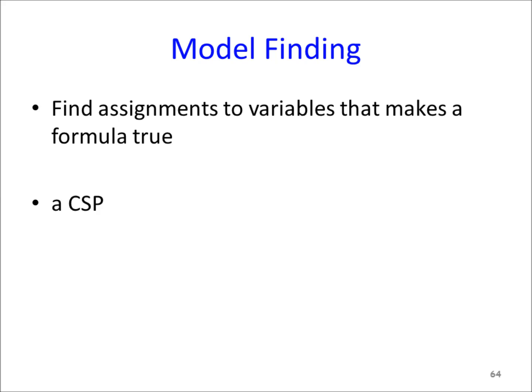Suppose my SAT formula is given to me as a CNF. Then each clause is a constraint. If my clause says A or B or C, that's a constraint. I can't have both A, B and C false. That's it.